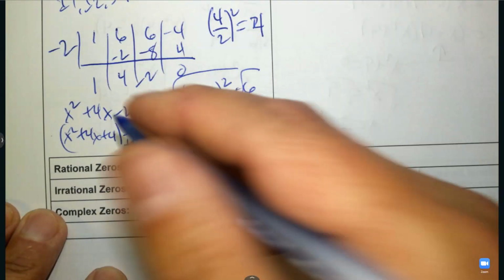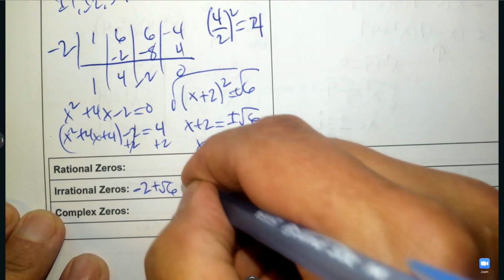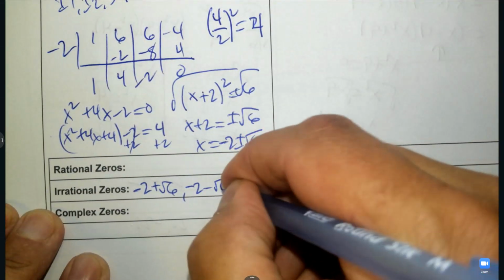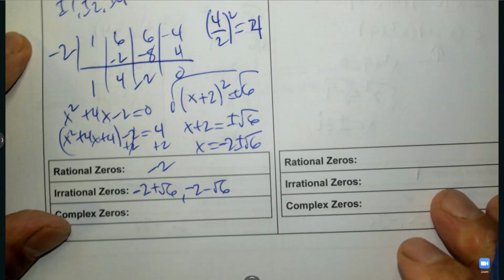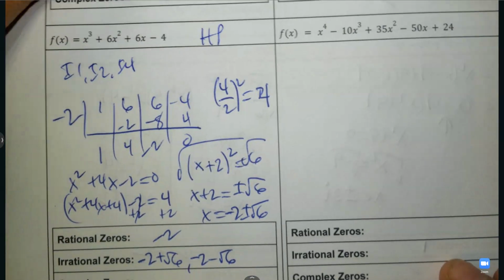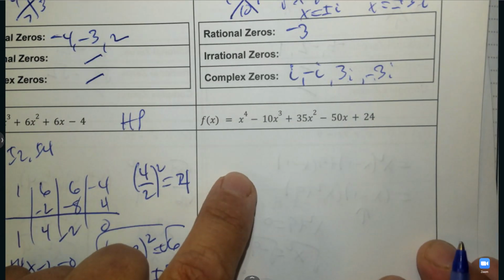Those are irrational. So -2, not i. So -2 plus root 6, -2 minus root 6. Oh, and -2 is rational. And those are your 3 zeros. No complex. All right, last one here, just like this.